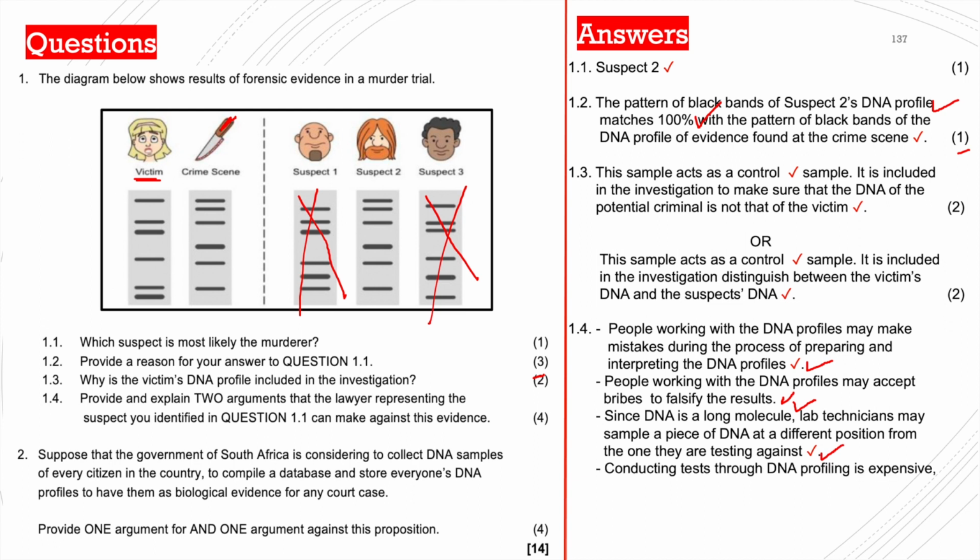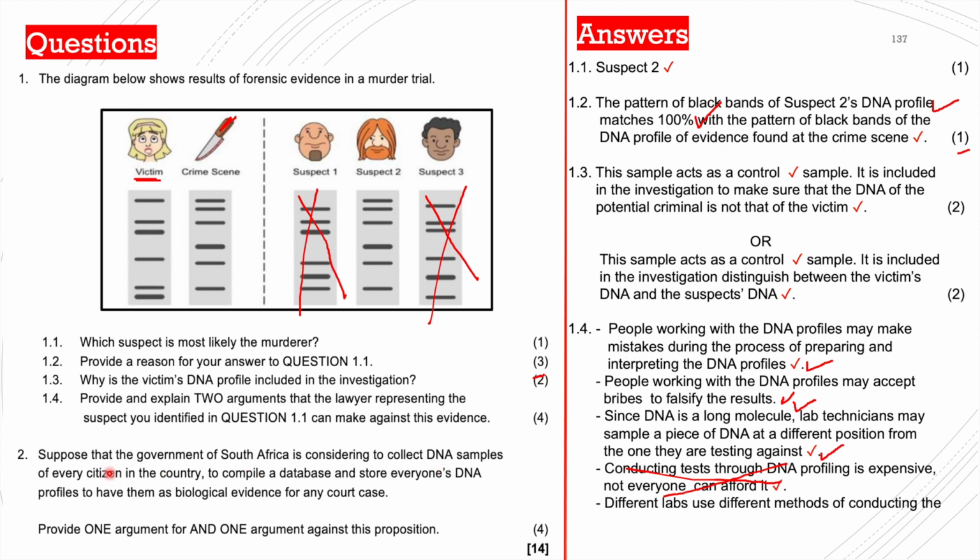Or you can say, conducting tests through DNA profiling is expensive and not everyone can afford it. Now in a criminal case, this one does not apply. This one only applies to civil cases, for example, when you are testing for paternity. So this one does not apply. So any two arguments of these three is going to suffice.